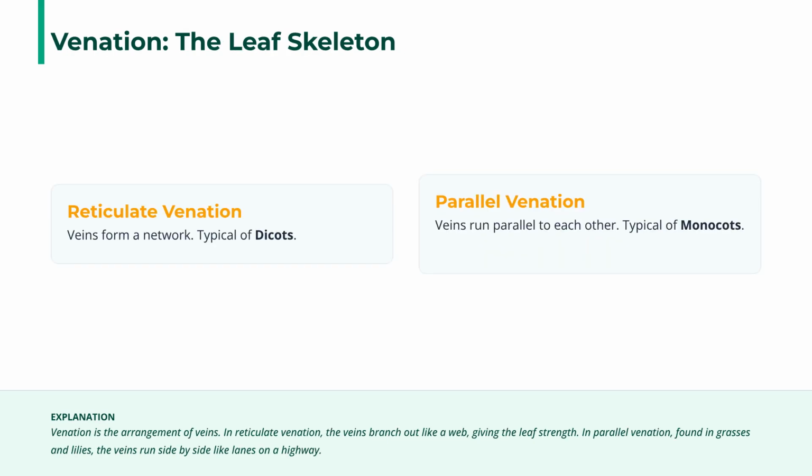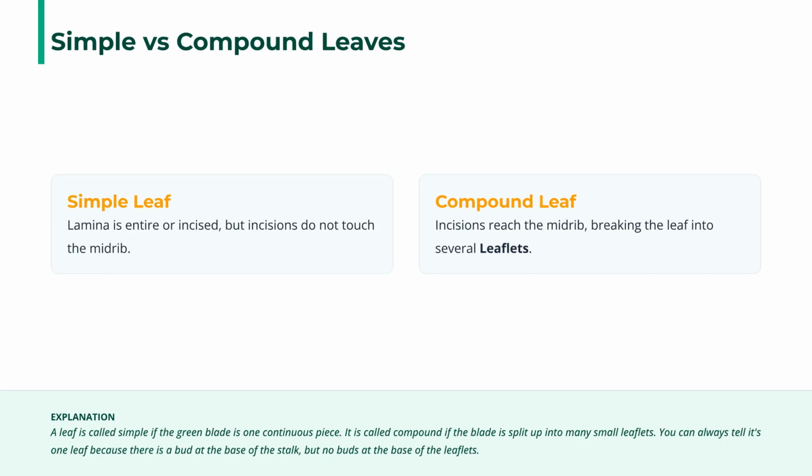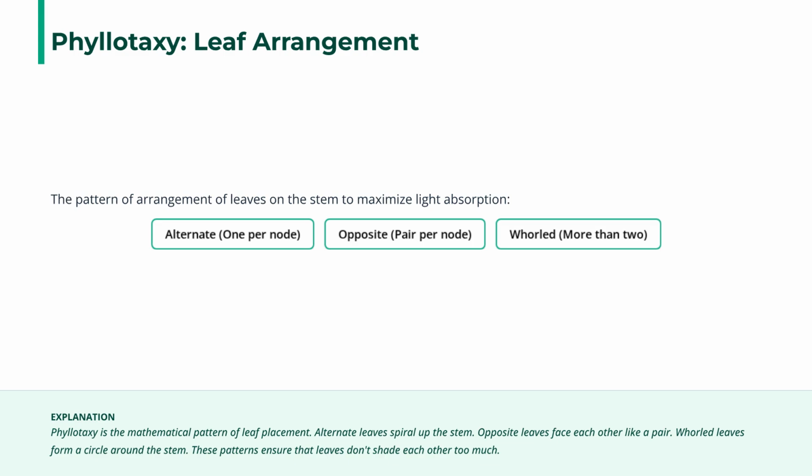Venation describes the arrangement of veins. Reticulate venation forms a web-like network, typical of dicots. Parallel venation, common in monocots like grasses, features veins running side by side. A simple leaf has one continuous lamina. A compound leaf has a lamina that is completely broken up into separate leaflets. The distinction is that only the simple or compound leaf has a bud at the base of its stalk.